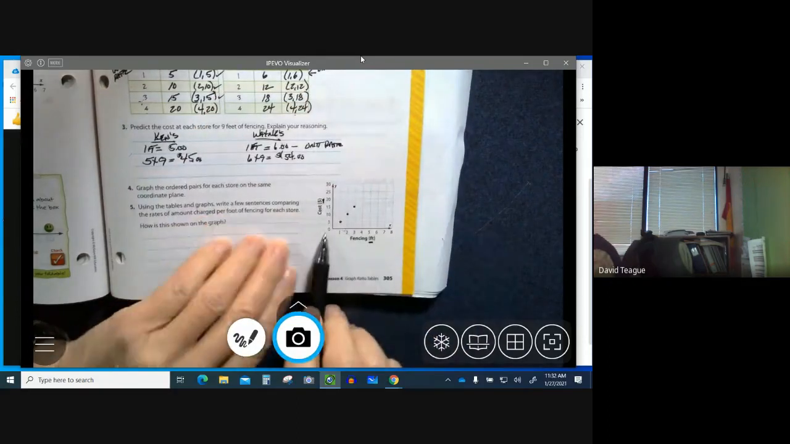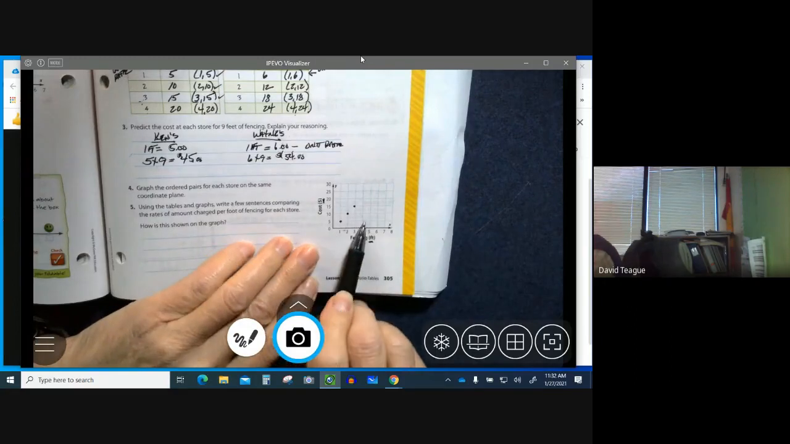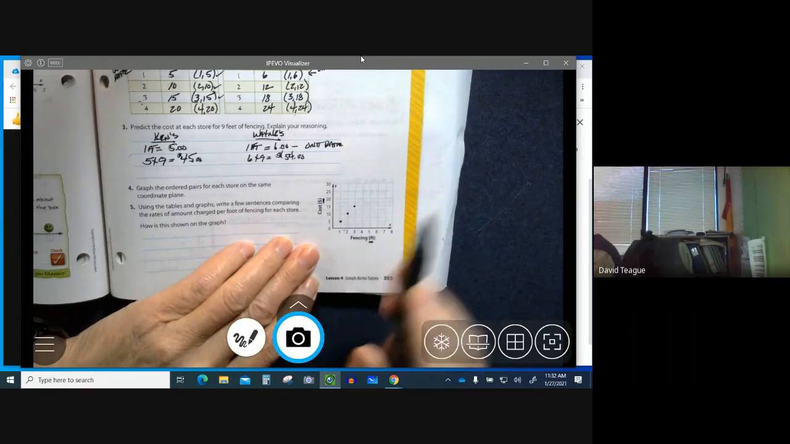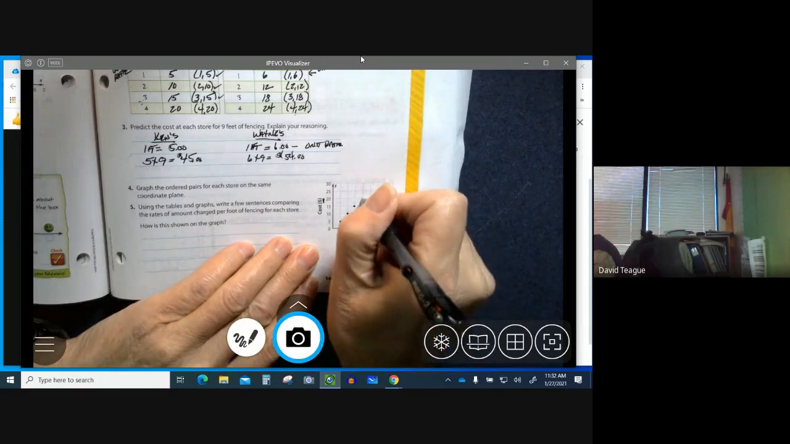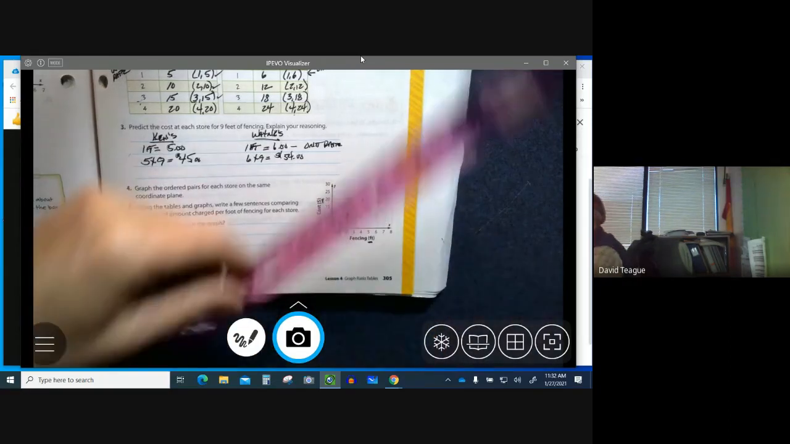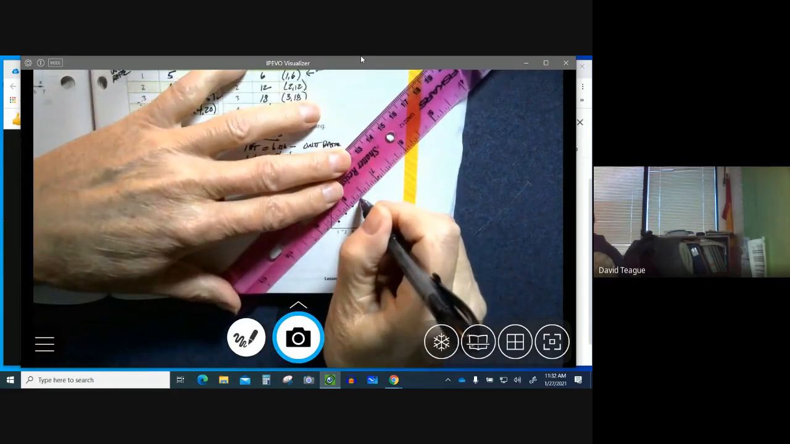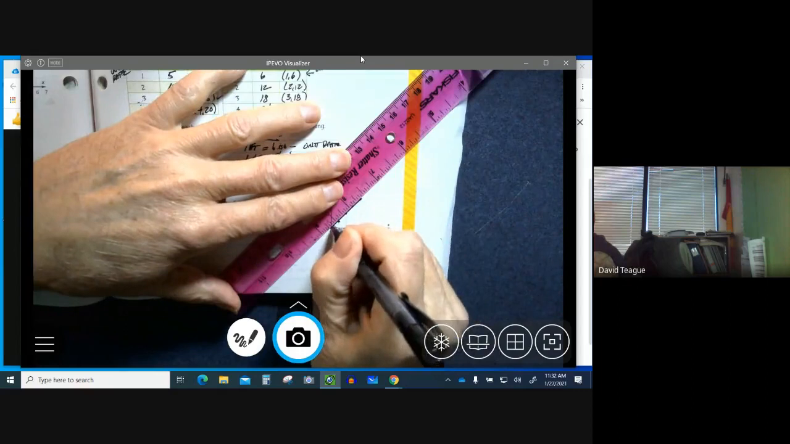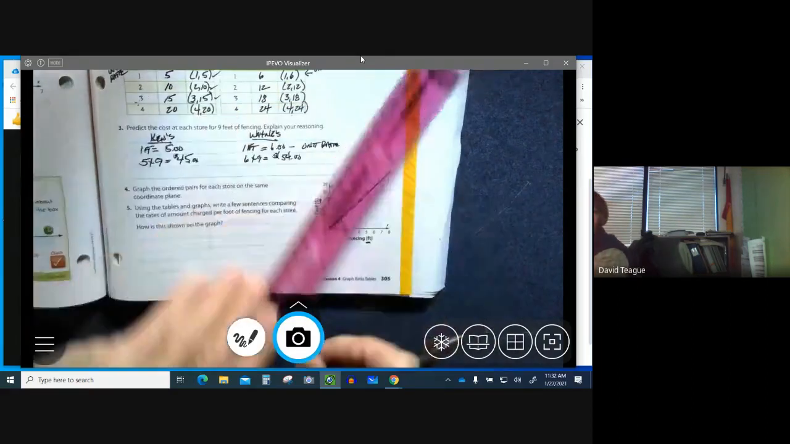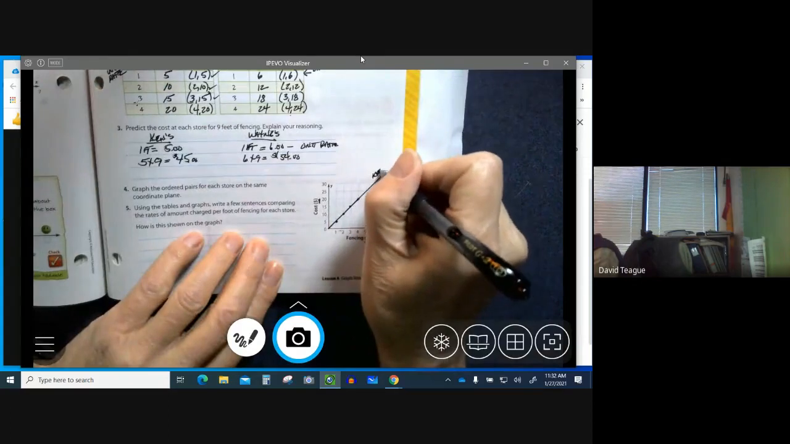Then we're going to go to 4 feet of fencing, and we're going to go up to 20, which is the cost over here. Now we're just going to take our ruler and we'll line it up. And then we're going to label this as Ken's.